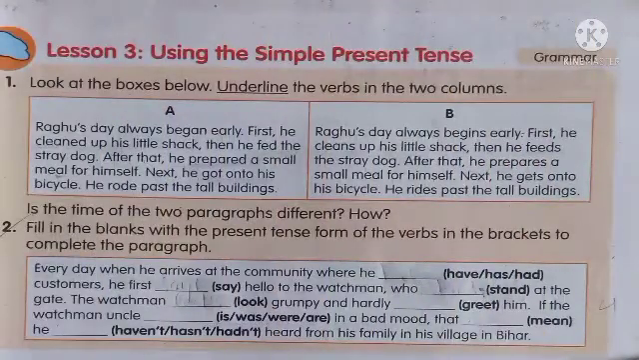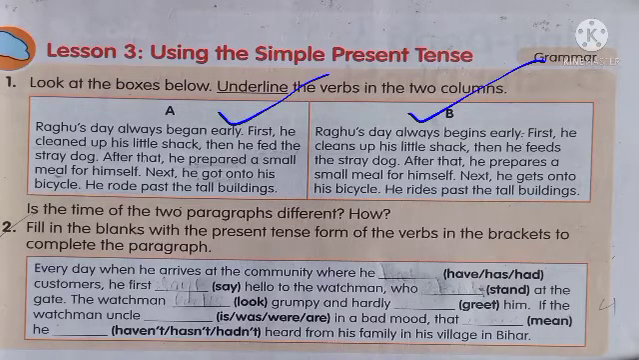So children, I want you all to pause the video here and do this activity using the simple present tense. In the first question, look at the boxes below and underline the verbs in the two columns. Two columns are given here, right? You have to look at these two boxes and underline the verbs, action words, right? For example, I write my notes. What is the action word? Write. Writing is an action, so write is an action. So I will underline write here. Like that, I want you all to find out the action words in these two different columns.